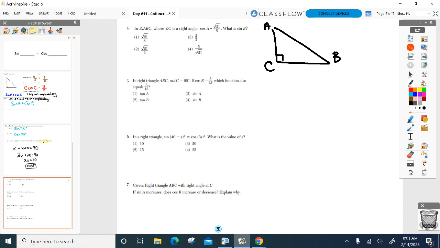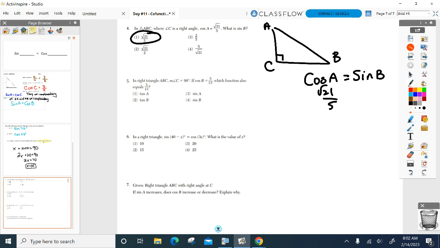Shouldn't need any calculator help here. The cosine of one of the angles is equal to the sine of the other. Yes, that's what we just talked about, right? If the angles add to 90, cosine of one equals sine of the other. So if cosine of A is radical 21 over 5, what's sine of B equal to? Radical 21 over 5. They equal the same exact thing.